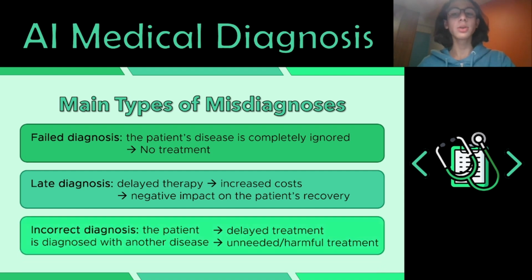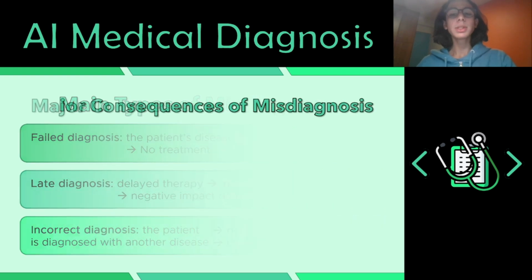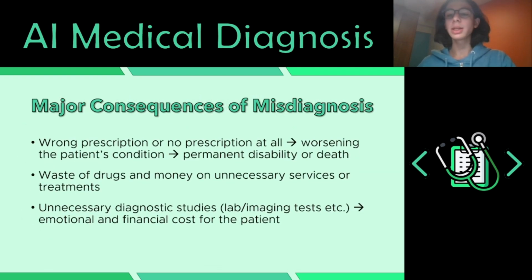And the incorrect diagnosis, which happens when a patient is diagnosed with a disease or damage that is not truly present. This delays adequate treatment and may result in unneeded, potentially harmful treatment. Misdiagnosis can lead to permanent disability and even death of the patient because of wrong or no treatment. It is considered to be the third leading cause of death in the US. It is also the cause of waste of medical resources and money on unnecessary services which might have a negative psychological impact on the patient.